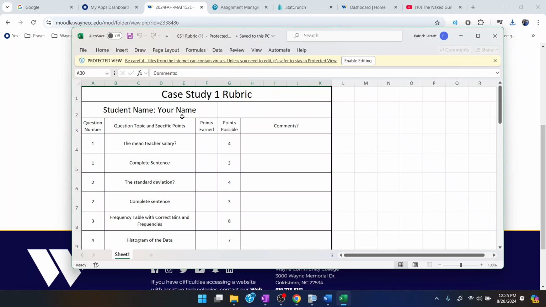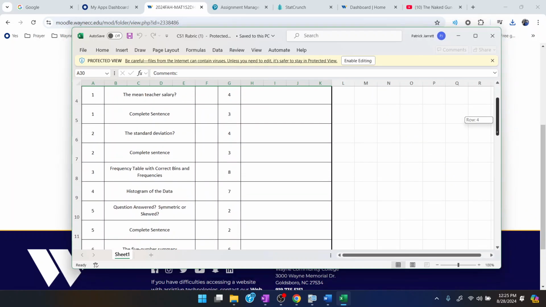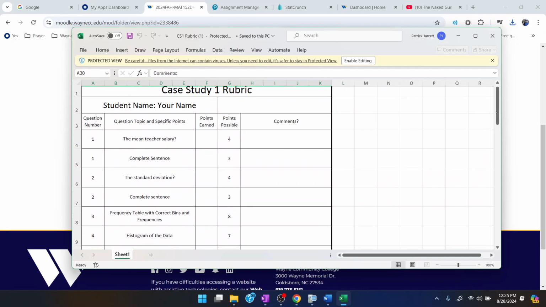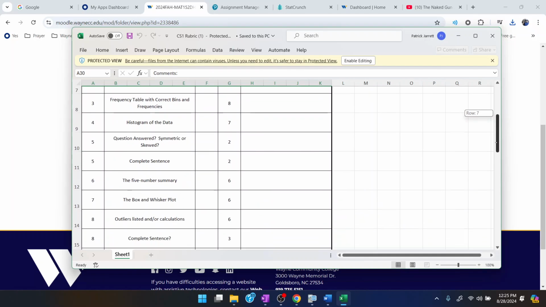Now, you'll notice that frequency table and histogram are some pretty big values. Write everything in complete sentences. When I ask you what is the mean, you would literally say the mean teacher's salary is $54,200 or whatever. That's all you have to do. I will ding you if you do not give me a complete sentence.